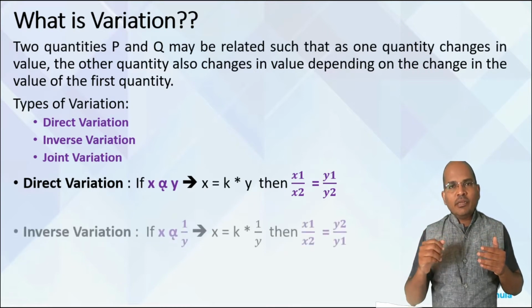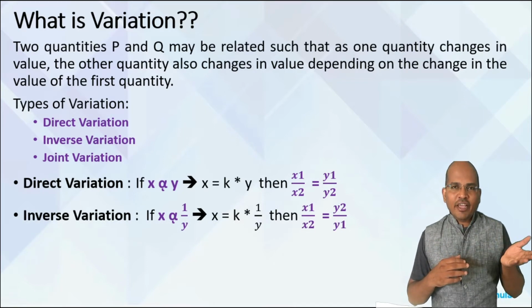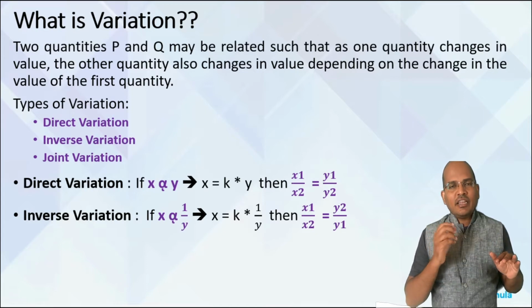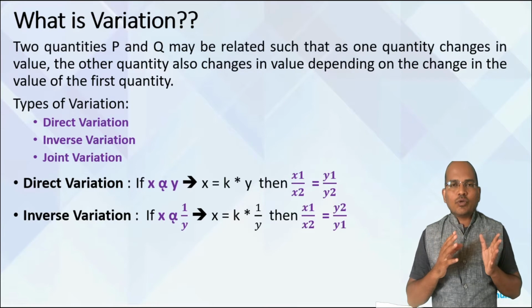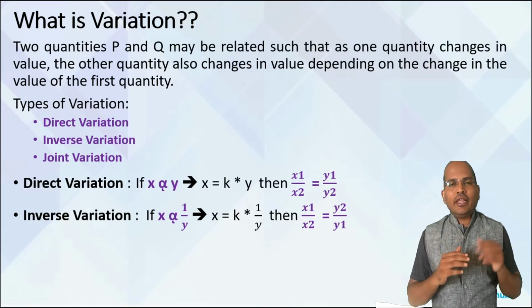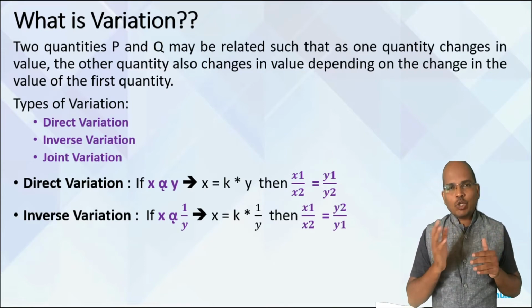Similarly, in the case of inverse variation, we say that if the value of y increases, x decreases, and if y decreases, x increases, then x varies with y inversely. From this case, we write x equals k upon y, and you write x times y is equal to k. So x1 y1 will be k, x2 y2 will be k. So you write x1 by x2 is the same as y2 by y1, or when you cross multiply, x1 y1 will be the same as x2 y2.